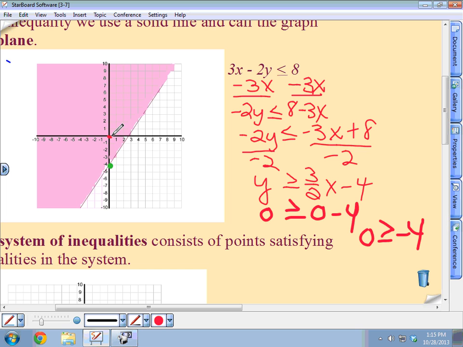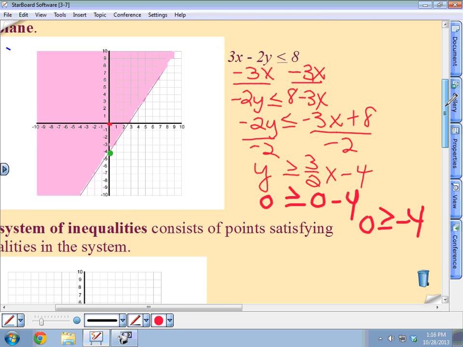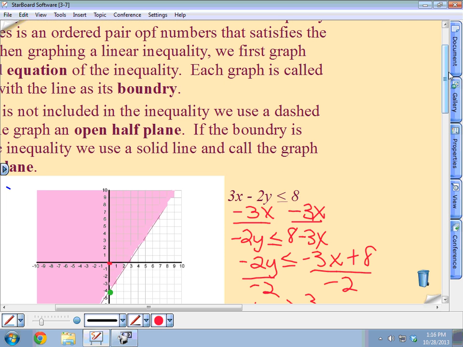So a lot of times it's helpful if you don't automatically see that the y values are greater. And here from my y-intercept, I see that all my y values are greater than that. But if you didn't see that, put a test point in, and that'll tell you which half plane you have. Any questions so far on any of that? That makes sense? Okay.